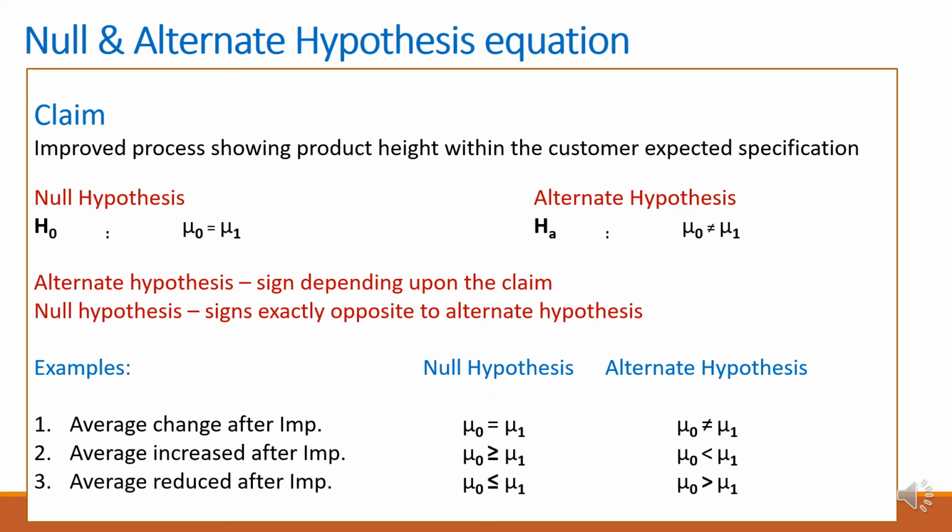Next one is reduced, the average reduced after the improvement. Again first we write the alternate hypothesis: mu0 greater than mu1, because the average reduced in this case. And exactly opposite, the null hypothesis is mu0 less than or equal to mu1. Hope you understand this. These are all the three possibilities in any situation for null hypothesis and alternate hypothesis equations.